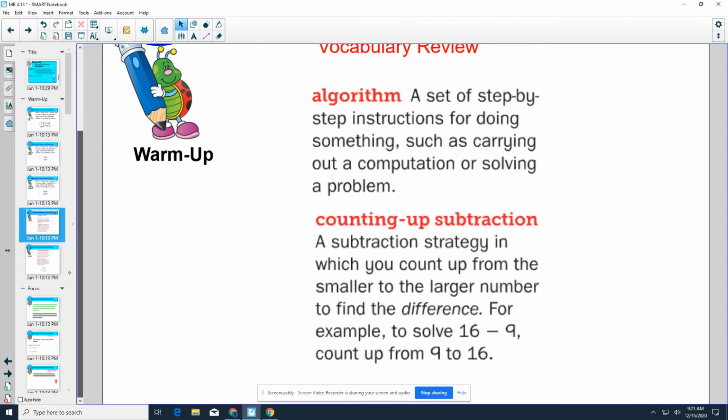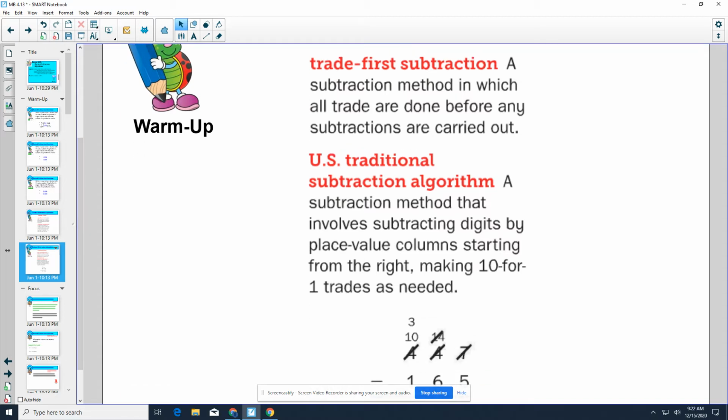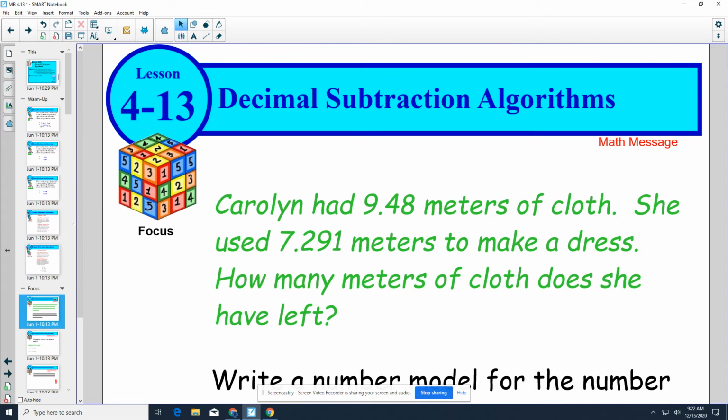So just to review, we talked about this in the last lesson. Algorithm is a set of step-by-step instructions for doing something, such as carrying out a computation or solving a problem. Counting up is a subtraction strategy in which you count from the smaller to the larger number to find the difference. For example, to solve 16 subtract 9, you could count from 9 to 16. You have the trade-first subtraction method, in which all trades are done before any subtraction is carried out. You could do US traditional subtraction, which is what most of you do. It's a subtraction method that involves subtracting digits by place value column, starting from the right, making 10-to-1 trades as needed.